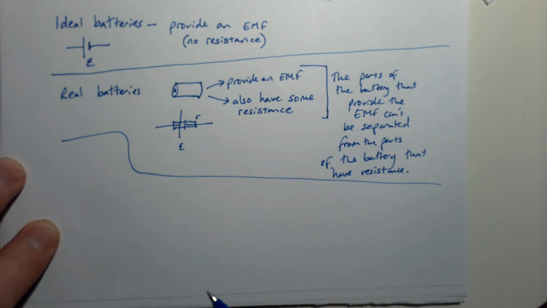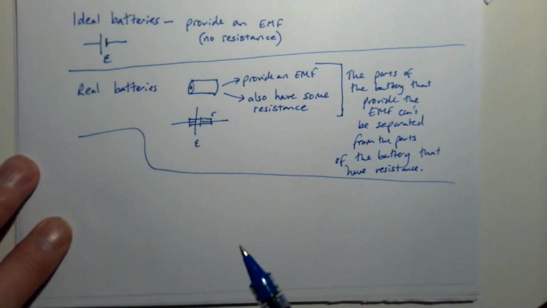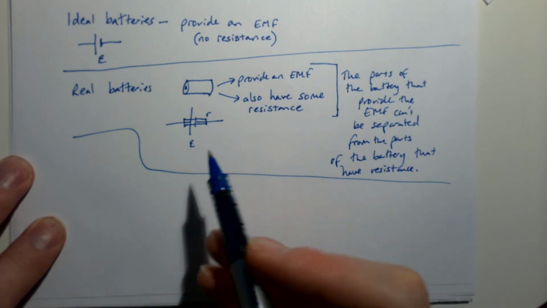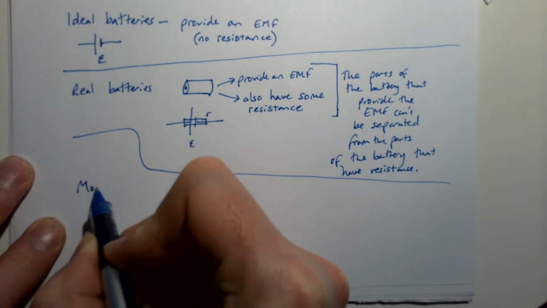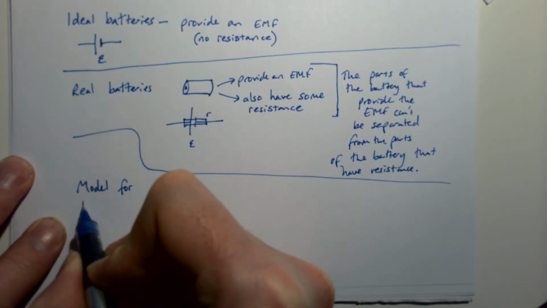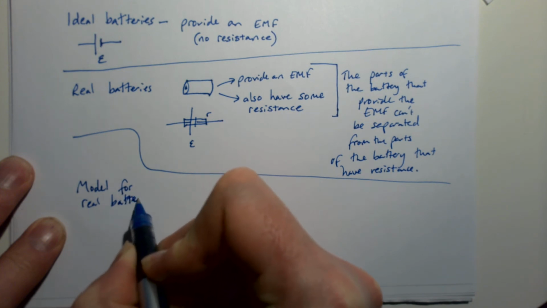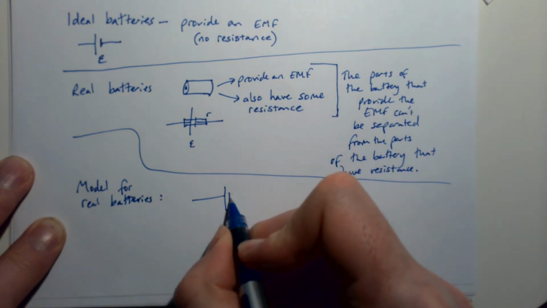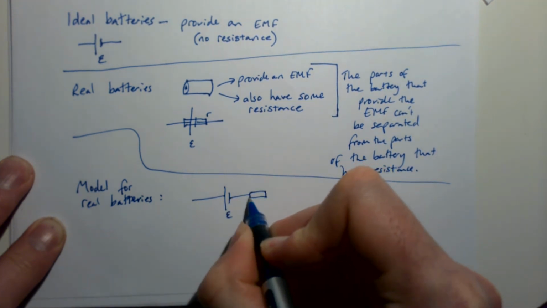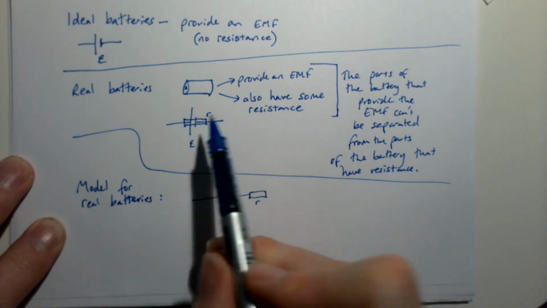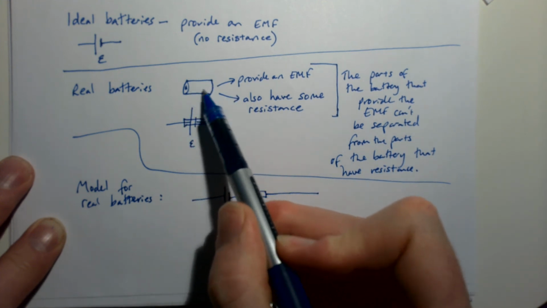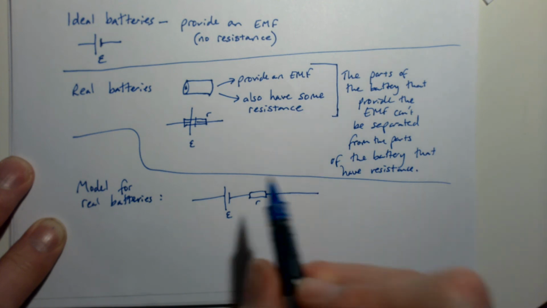So what we've done as physicists is we've created a model of batteries where we pretend we can separate out their resistance from the part of the battery that provides the EMF. Okay, so this is our scientific model. Our model for real batteries is this. That's the part of the battery that provides the EMF, and that's the part of the battery that has resistance. You can see we've separated out the two parts of the battery, but we've only done that in our heads, because in reality a battery is one object. You can't separate those two things out.